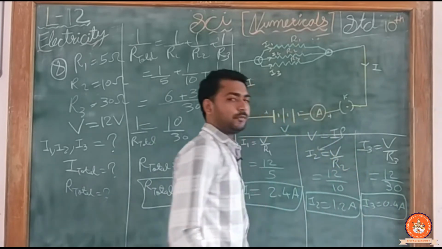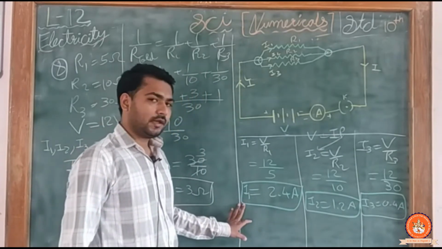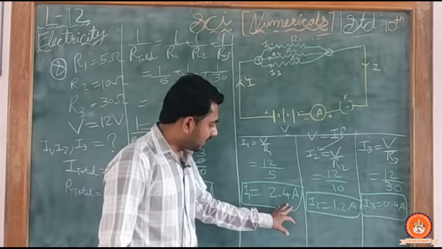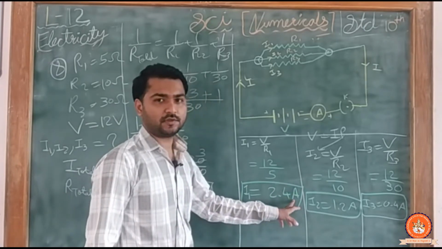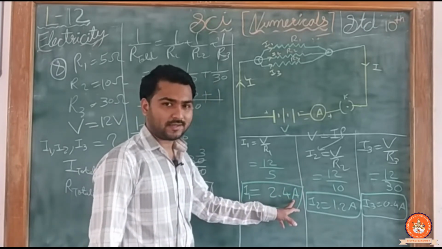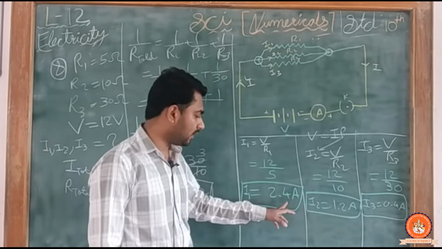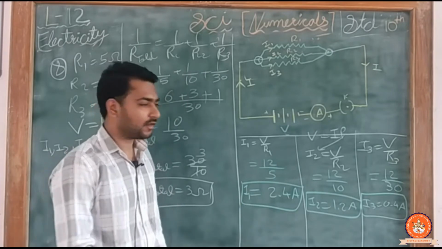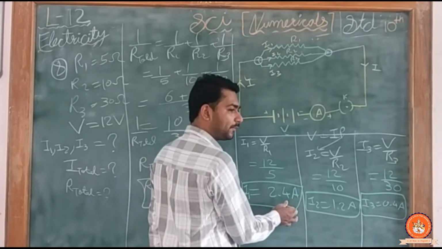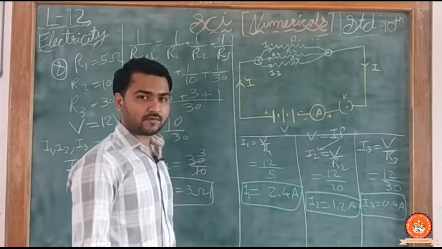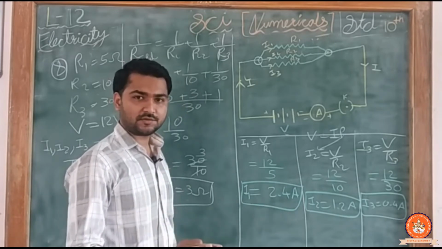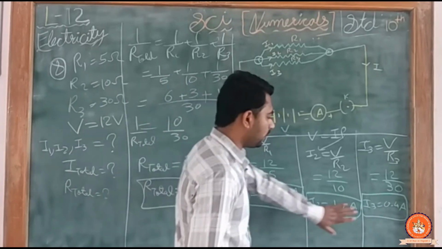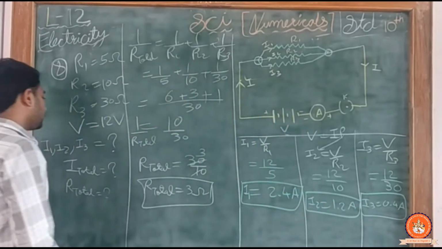One thing you have to keep in your mind: when you are writing any answer, after writing the answer you have to write the SI unit of that answer. If you are not writing the SI unit of any solved answer, you will lose your 1 mark. So you have to keep in mind that if you find current, you must write ampere, the SI unit of current. If you find resistance, you must write ohm, and if you find resistivity, you must write ohm meter. So we get the value of I1, I2 and I3. Clear? This much has been solved here.